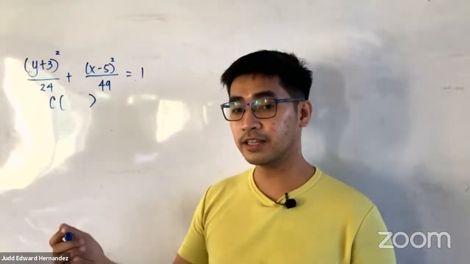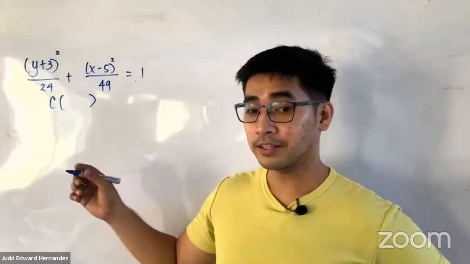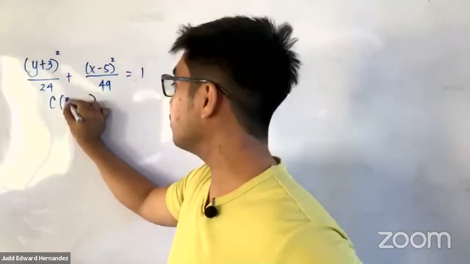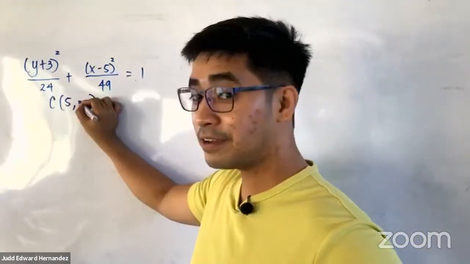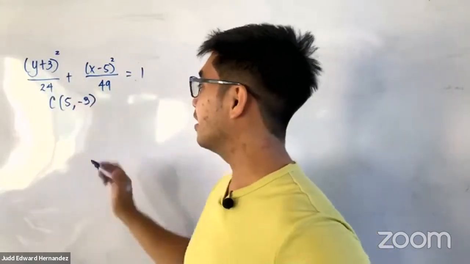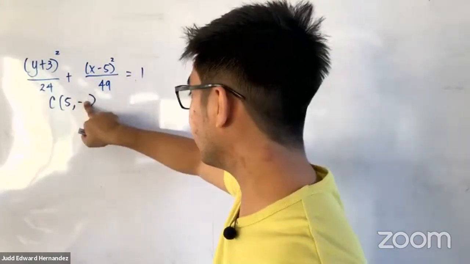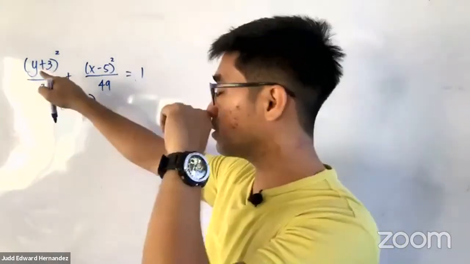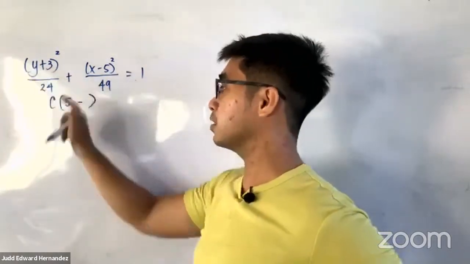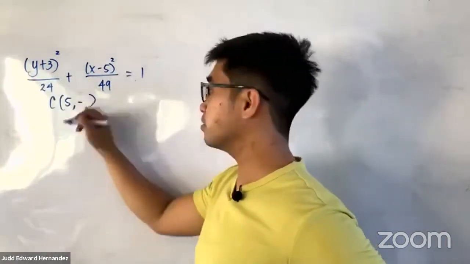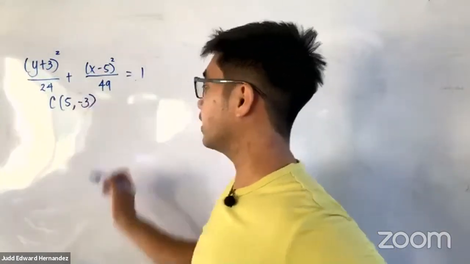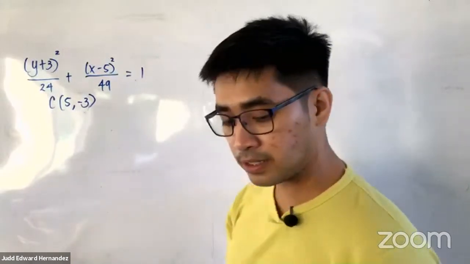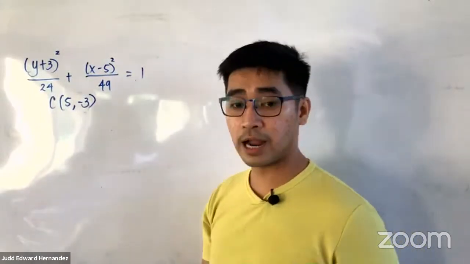So the center is located at positive 5, negative 3. Okay, do not be confused ha. Nakalimutan na agad. So if you're given this one, nauna yung y, so dapat hindi siya dapat mauna dun sa center natin. So this one should be positive 5, negative 3. That is the center.